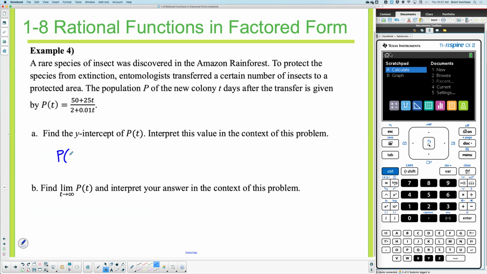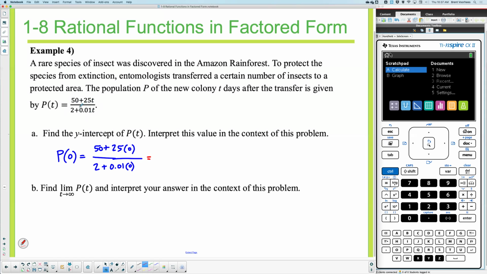So we plug in 0. So P of 0 is what we're plugging in. Would equal 50 plus 25. Well, I got really crammed there. Let's try that again. 50 plus 25 times 0 over 2 plus 0.01 times 0. Now, you might remember, though, I said there's a shortcut. Anytime you're finding the y-intercept, what will always cancel out?